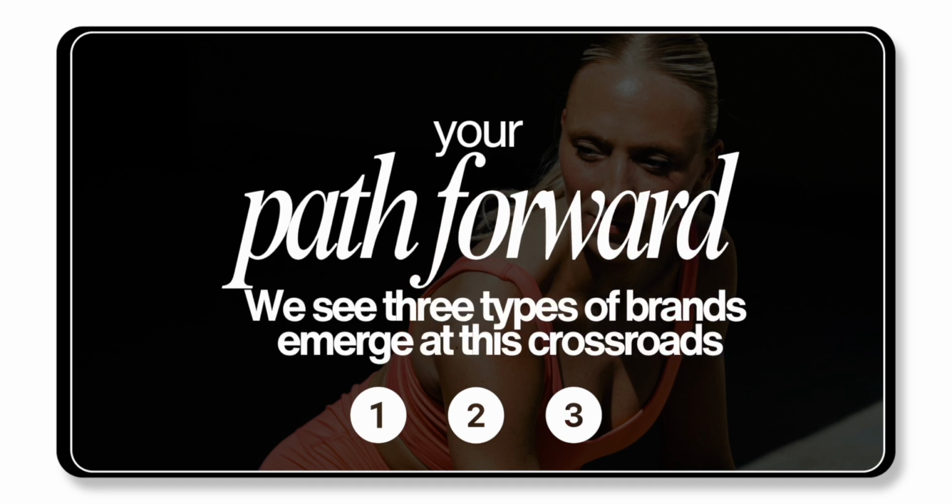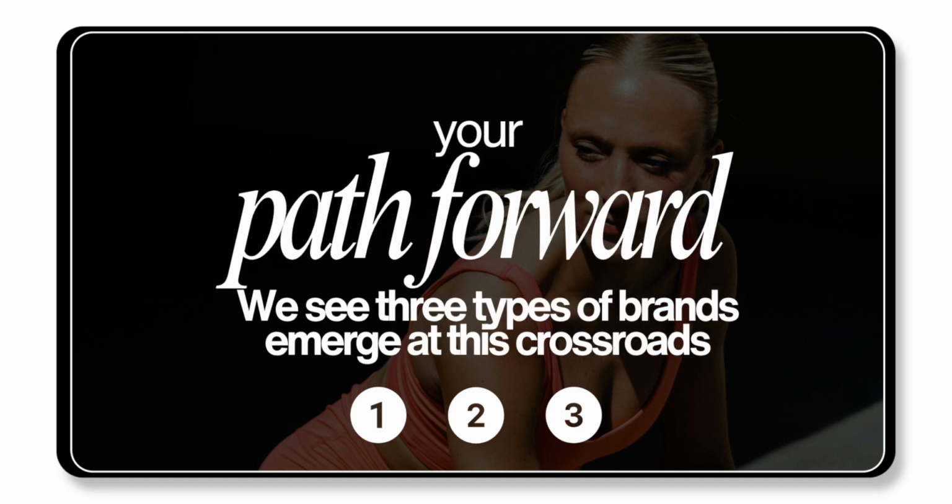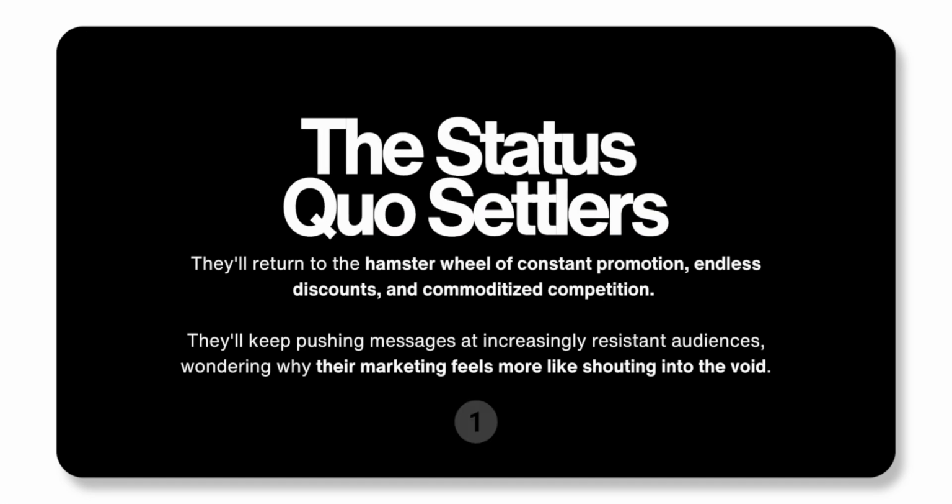And so here's your path forward. We tend to see three types of brands emerge from this crossroads. Number one, you have the status quo settlers. These are the folks who are going to consume this content, and strictly consume. They're not going to implement anything. So they'll return to the hamster wheel of constant promotion, endless discounts, and commoditized competition. They'll keep pushing messages at increasingly resistant audiences and wondering why their marketing feels like shouting into a void. These are the folks who are going to maintain where they're at. They will not take any of this knowledge and implement it.